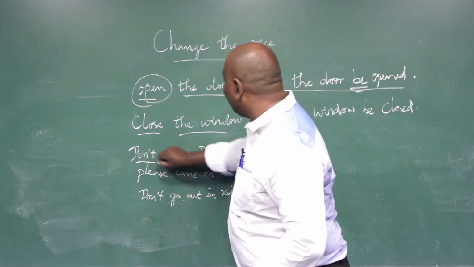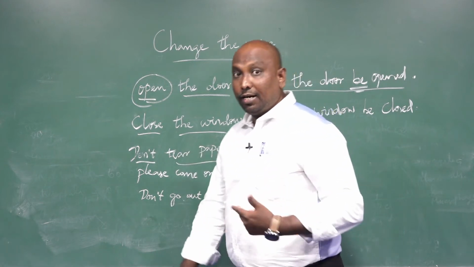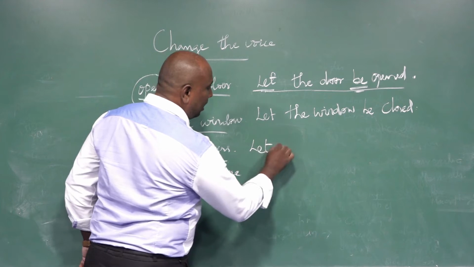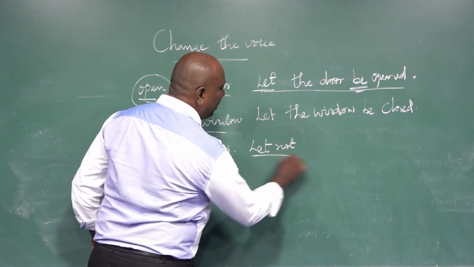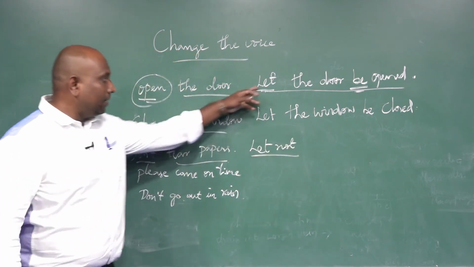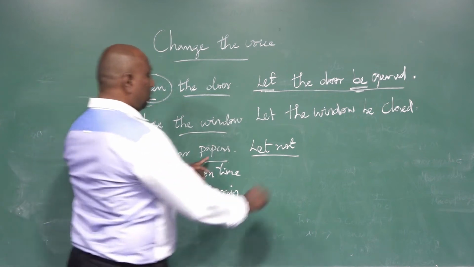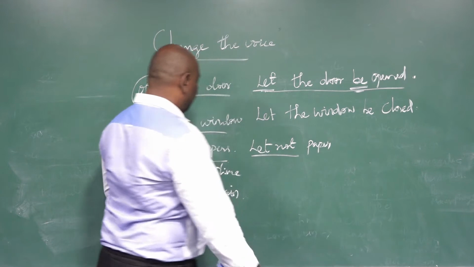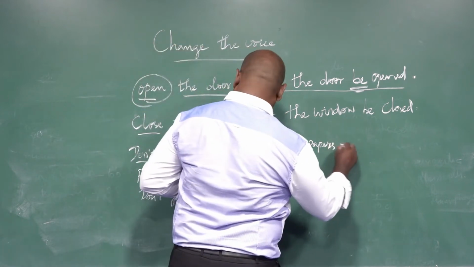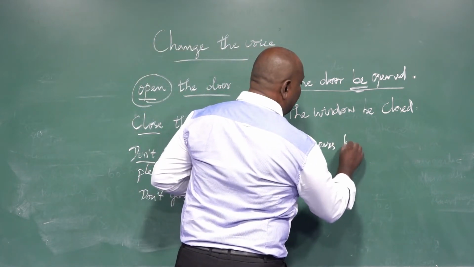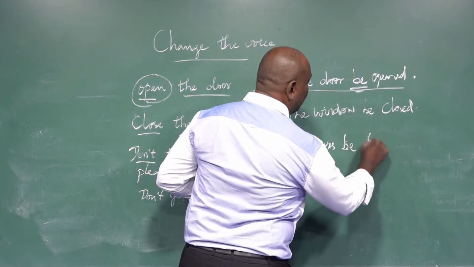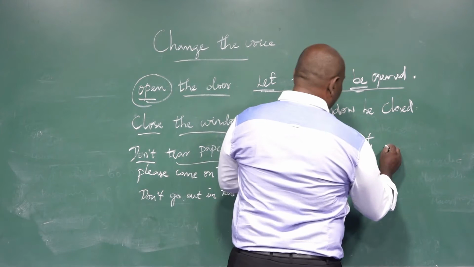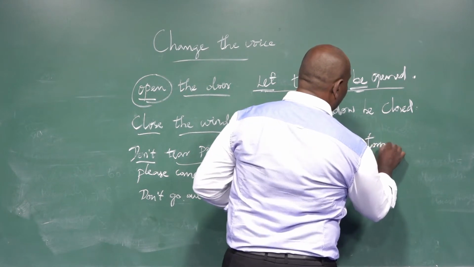And next, don't tear the papers. How do you write the negative? For negative we have to write let not. Negative should be written let not. So positive let, negative let not. After let not, the object should come in the place of the subject. We discussed this already in the previous session. Let the papers be, what is the third form for tear? Tear, tore, torn. So let not papers be torn.